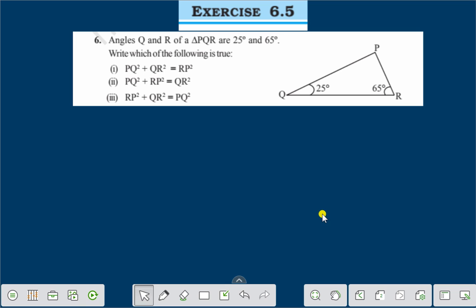PQ square plus QR square is equal to RP square, or PQ square plus RP square is equal to QR square, and RP square plus QR square is equal to PQ square. Let us find. Here you see this angle is 25 degree, this angle is 65 degree, and you know that this is a triangle PQR. Therefore, we'll solve in this way.